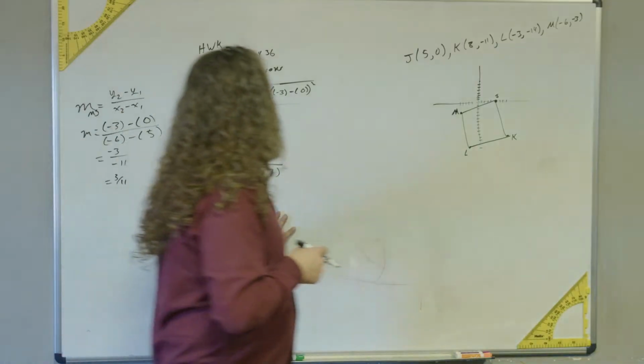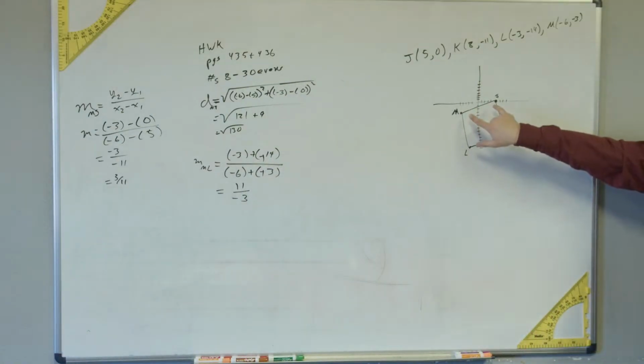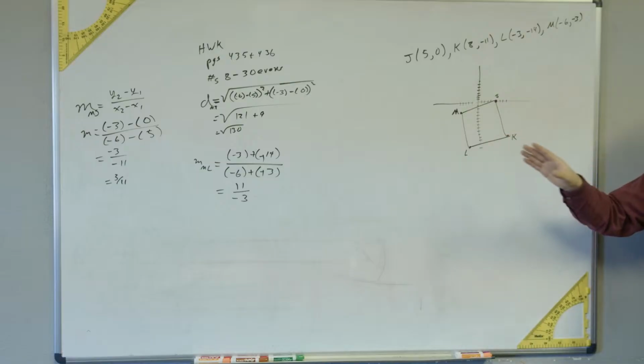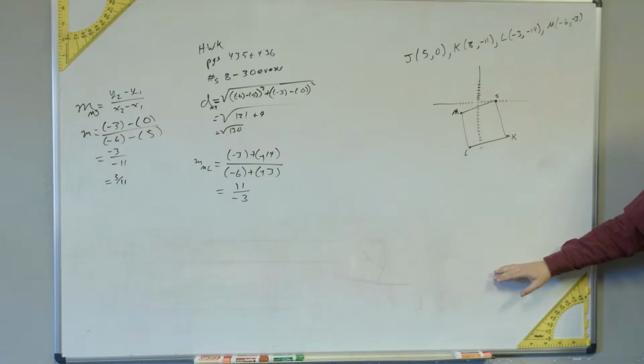We'd have to do one more check and we'd be done. Right? We found this distance. We'd have to find either this distance or this distance. As long as it matches that, we've got all of them. So we would list square, rhombus, rectangle.